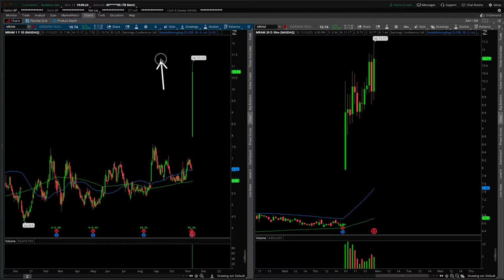On the left-hand side, we have the daily time frame, and on the right-hand side, the 30-minute intraday time frame. First things first, let's address the elephant in the room. Huge range expansion on Friday session, largely due to positive Q3 results from earnings, right?